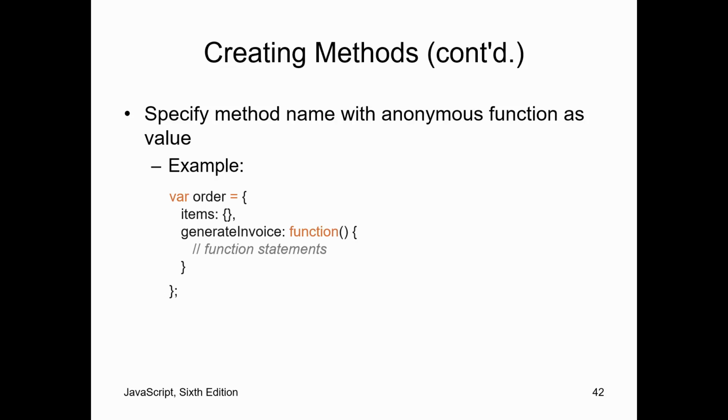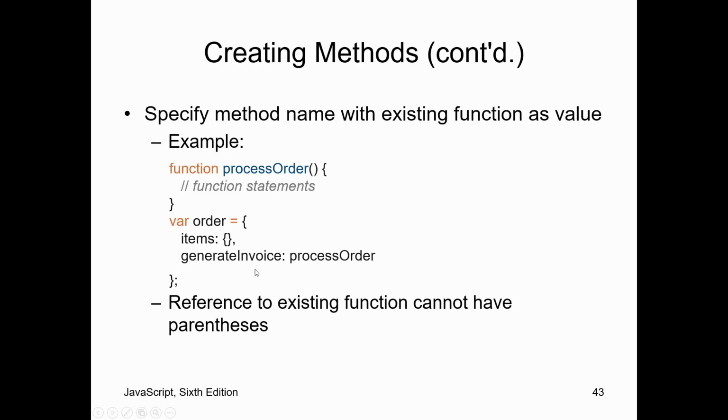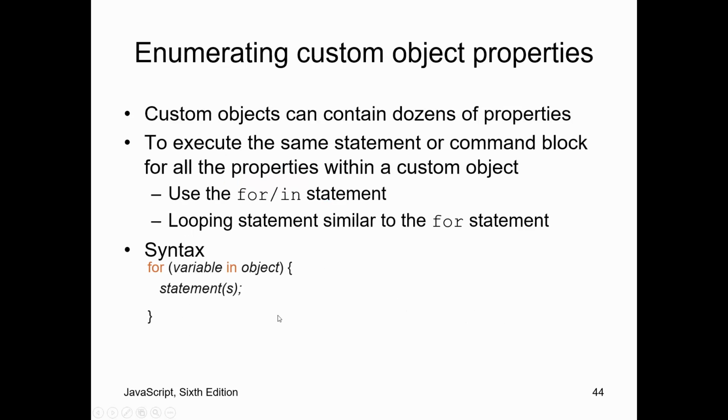So you can specify the name with an anonymous function. Remember, an anonymous function doesn't have a name. We're going to look at these in more depth and breadth of coverage later, but you're going to see those. Okay? So you can specify a method name with an existing function as a value. So notice what we have here. We've got this order, which is going to be an object, and inside it's got another object named items. All right? Reference to an existing function cannot have parentheses.